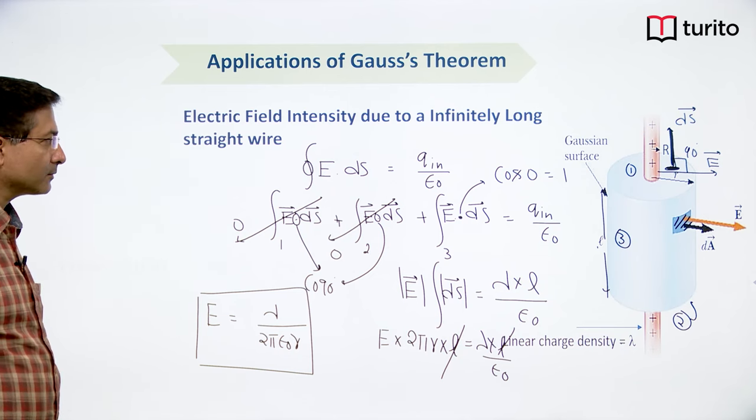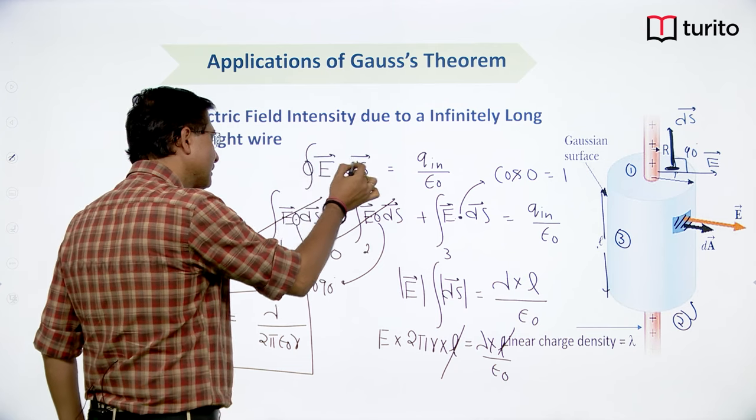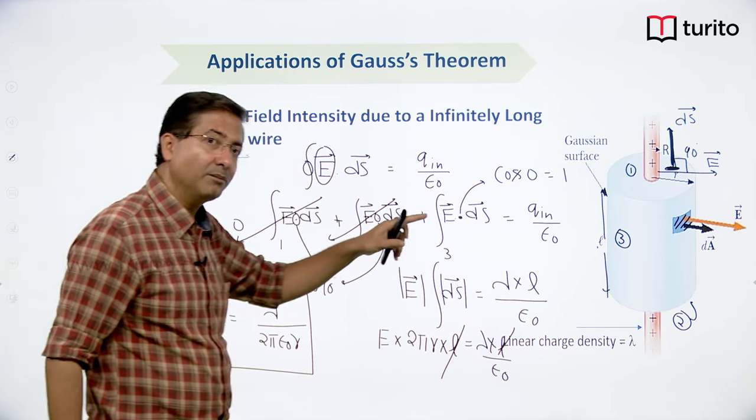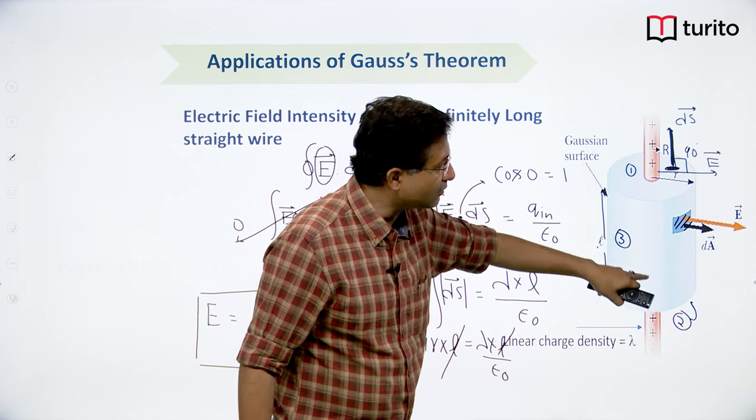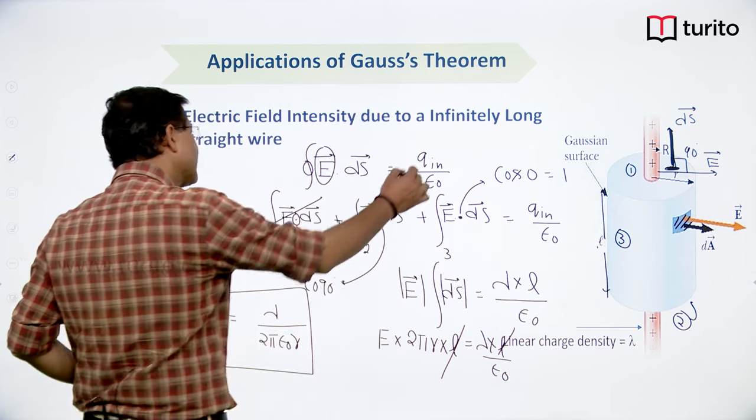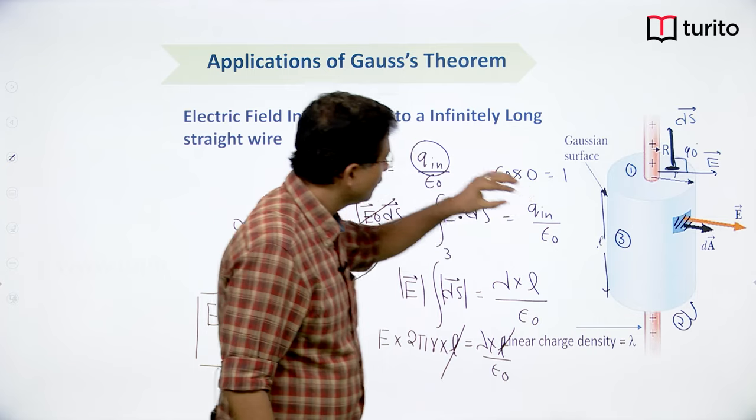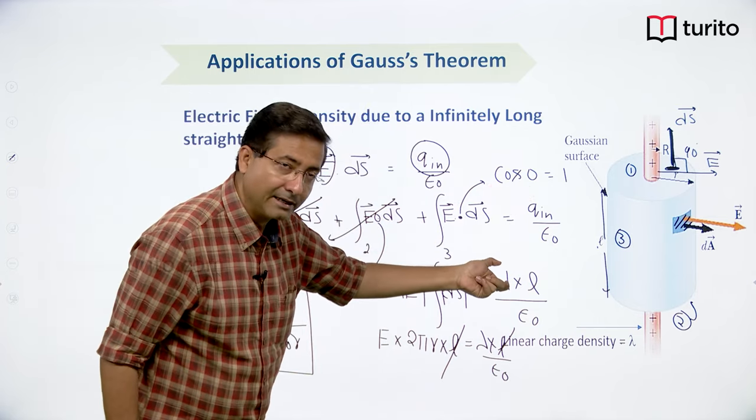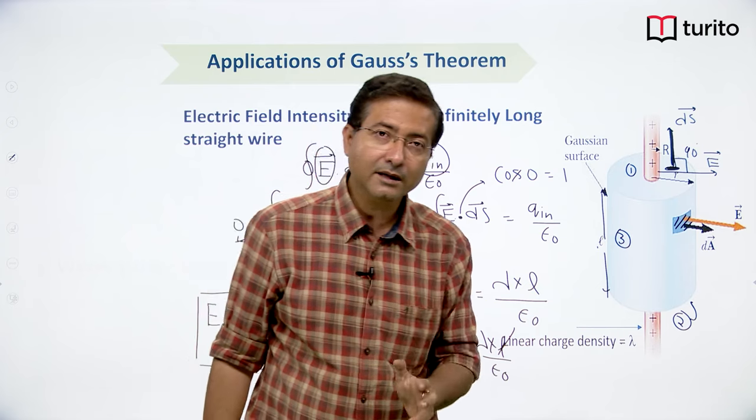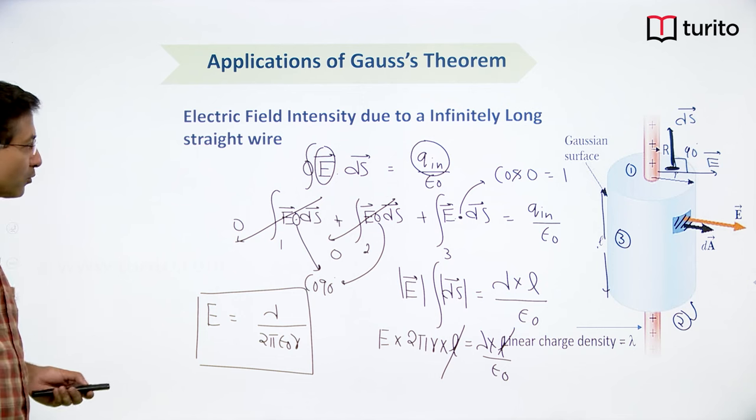One more point here. As I already told, this E is the field produced by all the charges, whether they are inside the Gaussian surface or outside the Gaussian surface. That means you are getting the net field at this particular point. But on the other side, you have to just write how much is the charge enclosed. So this side, we are writing charge enclosed inside, but on the other side we are getting field created by all the charges, whether they are inside or outside. So I hope this point is clear.